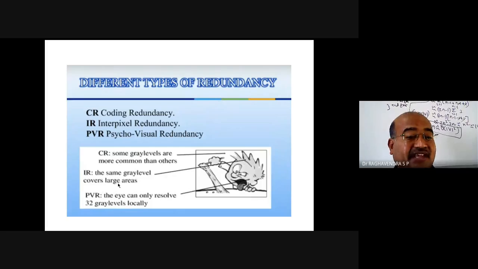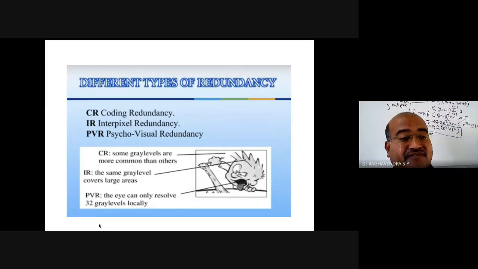Okay, interpixel redundancy. The same gray level covers large areas. For example, there may be a gray level of 255. If you consider this entire image, 255 is present everywhere. This is 255, this is also 255, this is also 255. Interpixel redundancy means we can predict the neighboring pixels' intensity level by using the present pixel information. This is the so-called interpixel redundancy.